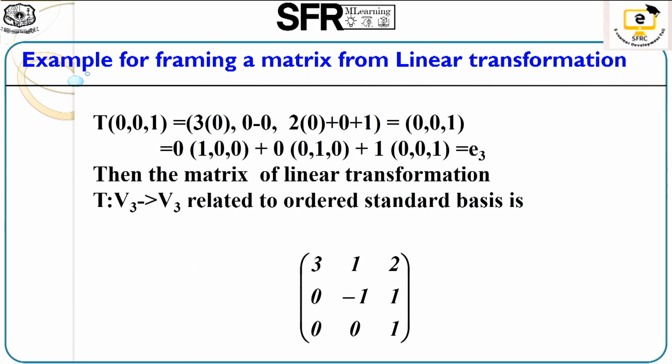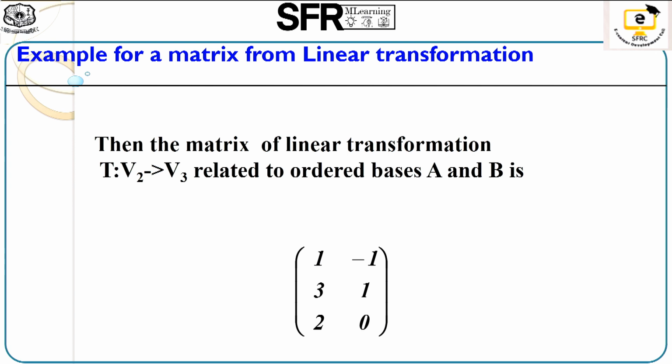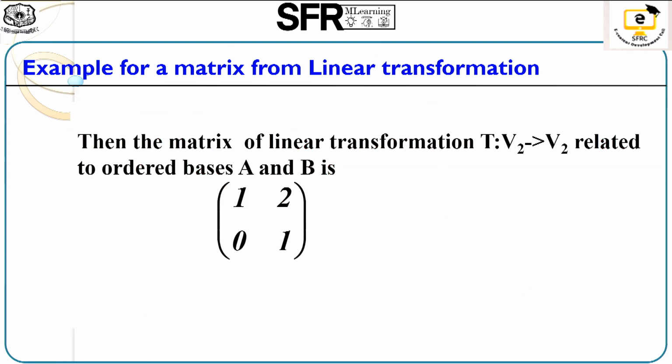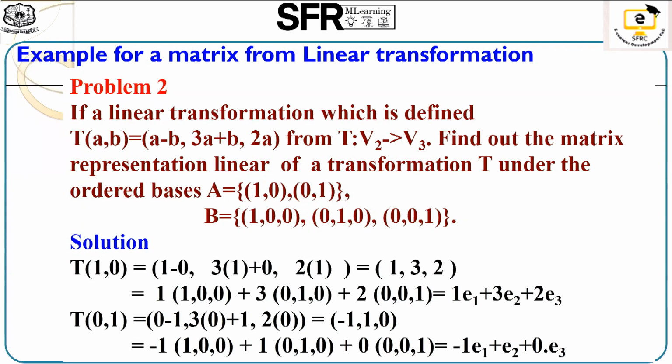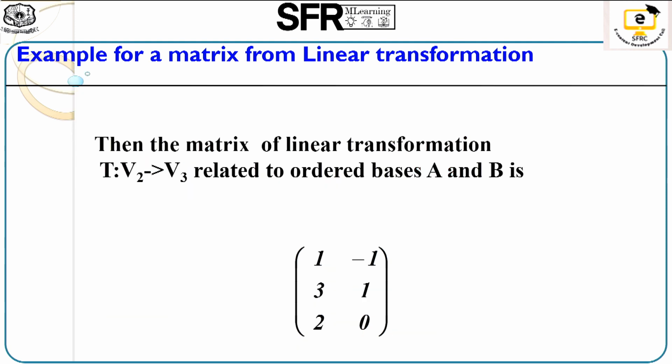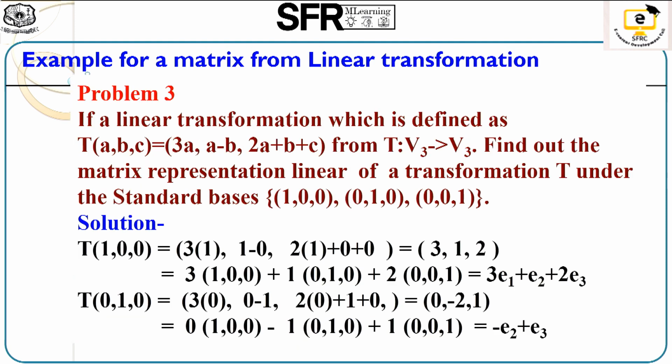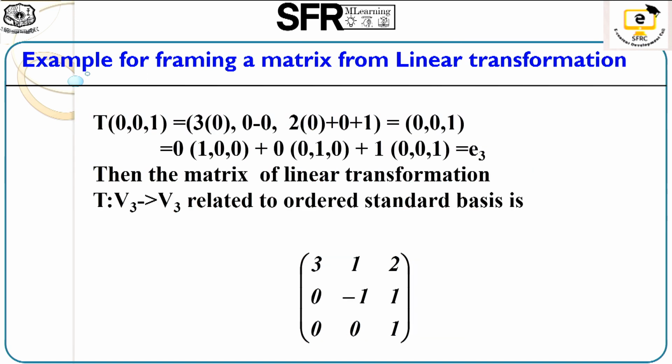This is a linear transformation. I already showed the first problem, where the transformation is from V2 to V2, therefore we get a 2 cross 2 matrix. The second problem is the transformation V2 to V3, therefore we get a 2 cross 3 matrix. The third problem is V3 to V3, we get a 3 cross 3 matrix. Here these three problems are given only for the linear transformation. We have to find out the matrices by using that transformation.